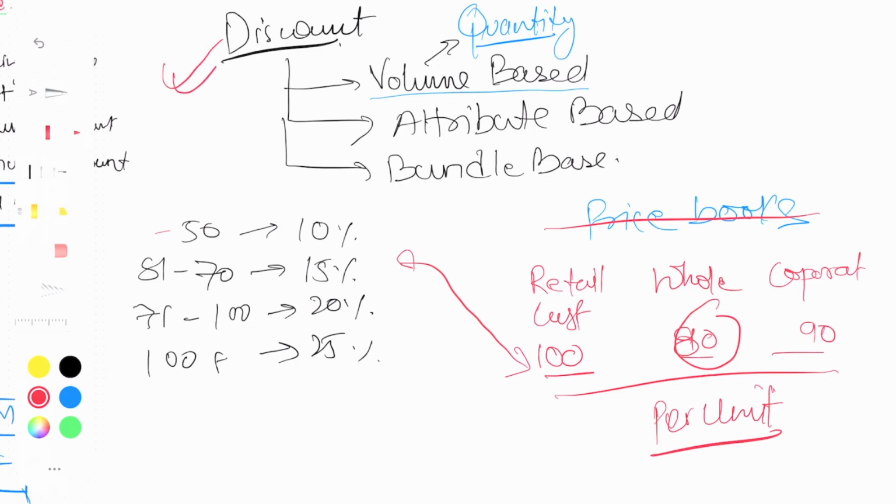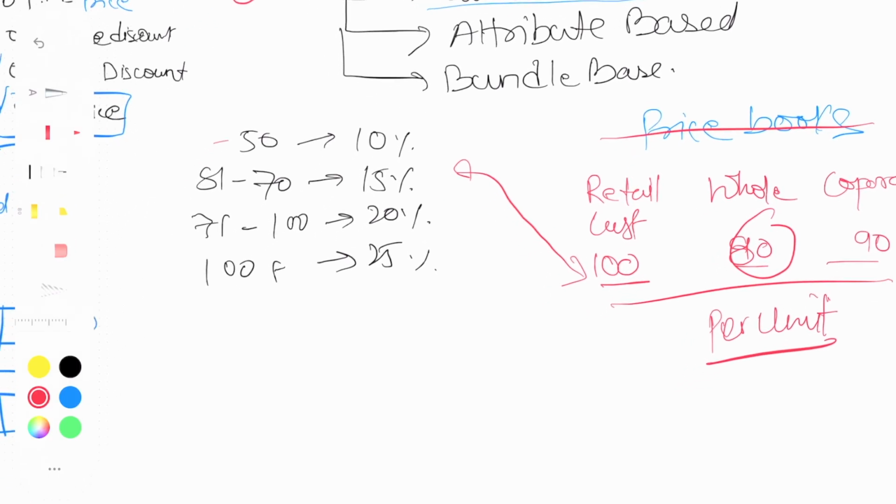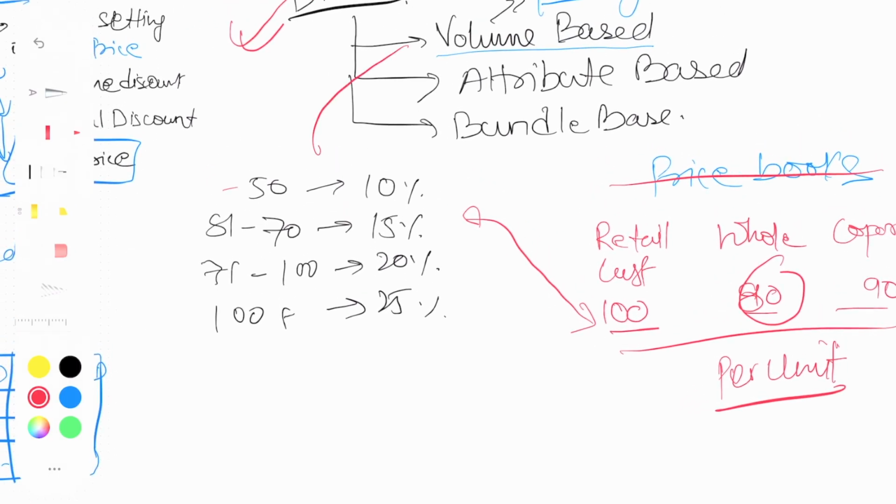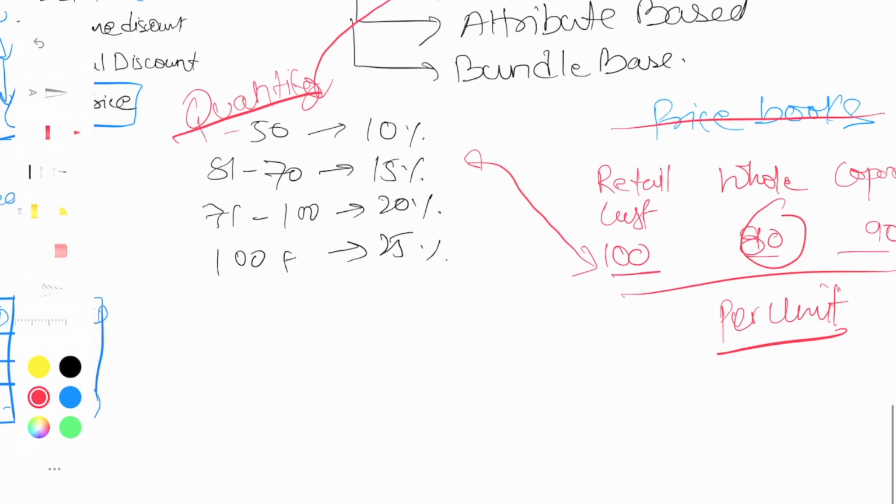So keeping that apart, the first one is volume based discount, which means that on the basis of quantity we are providing the discount. And then we have attribute based discount, or we can say attribute based pricing.